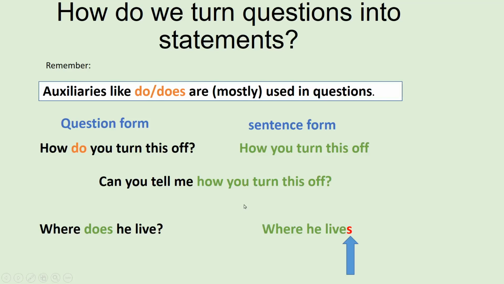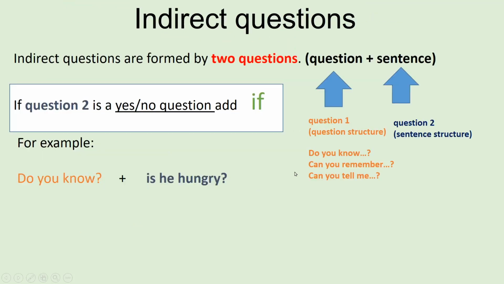So we can say, can you tell me how to turn this off? Or can you tell me where he lives? Remember, the second sentence goes in a sentence form or structure in both. And the first one is the typical question form.